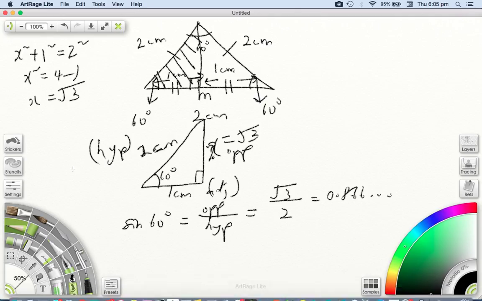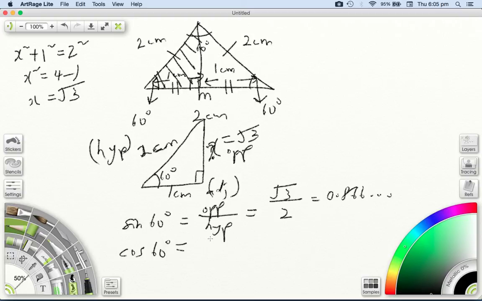Now, what about cosine 60 then? Well, cosine 60 is just adjacent over hypotenuse, and that's just 1 over 2. And tangent 60, well, tangent 60 is just opposite over adjacent.